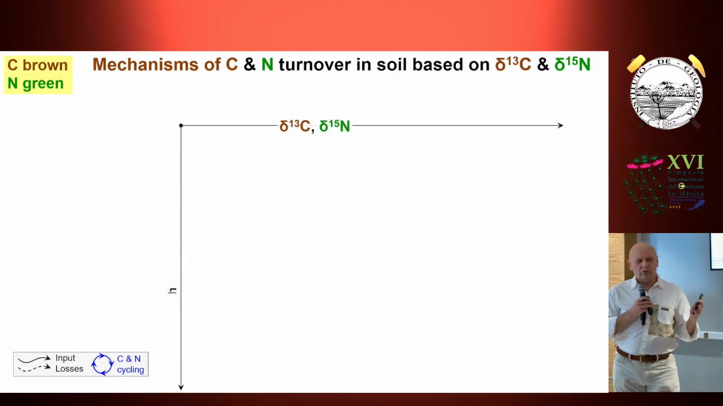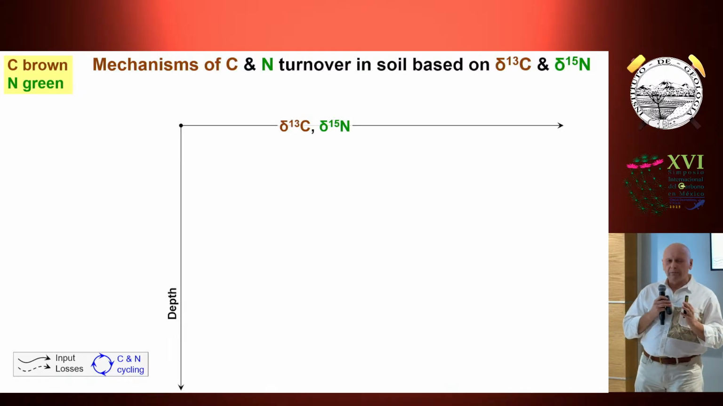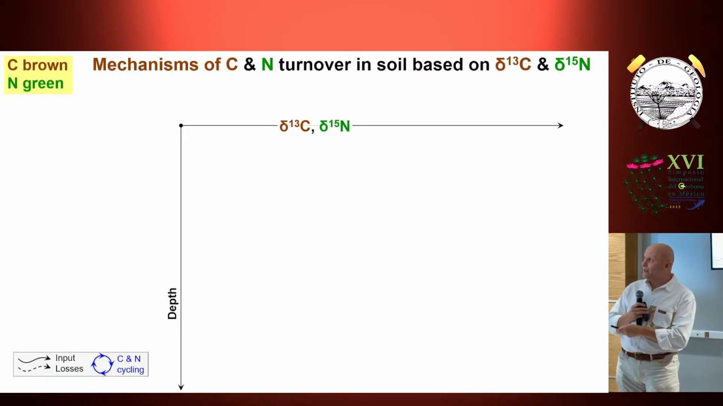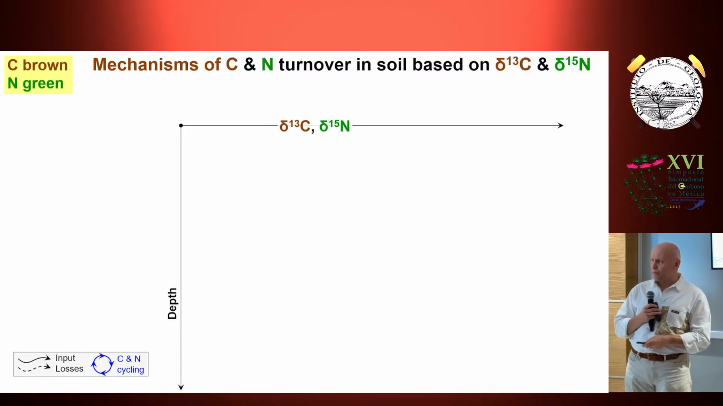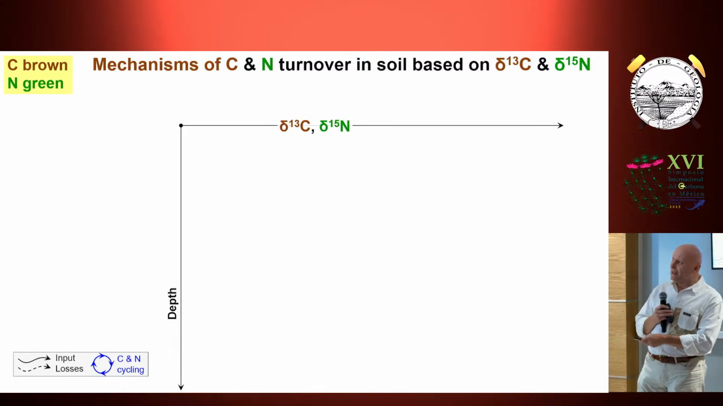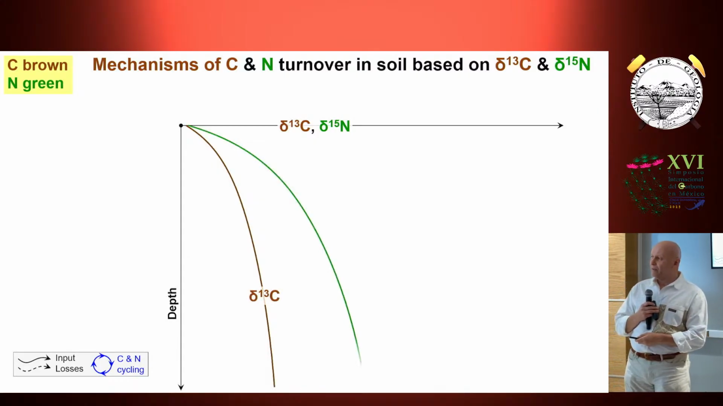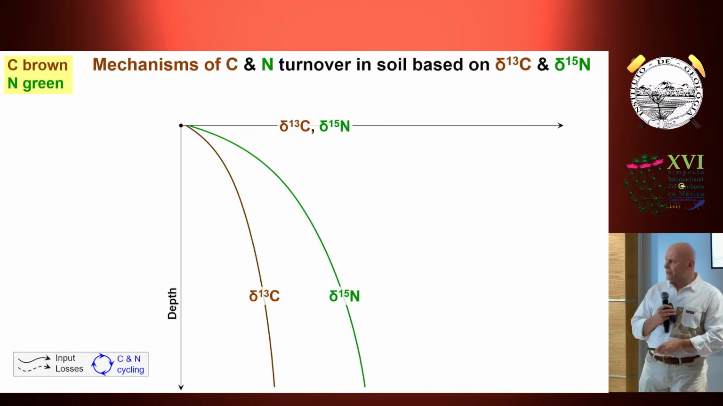Let me now summarize the whole pool of mechanisms by which carbon and nitrogen turnover in soil can be assessed and which mechanisms contribute to the changes of isotopic composition. If we have here the depths and here the isotopic composition of carbon and nitrogen, we usually have such a curve for carbon and much stronger discrimination for nitrogen-15.